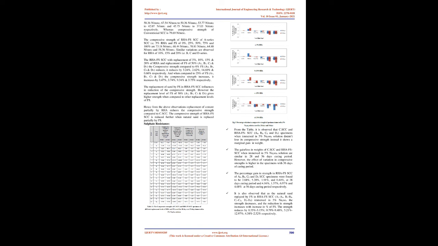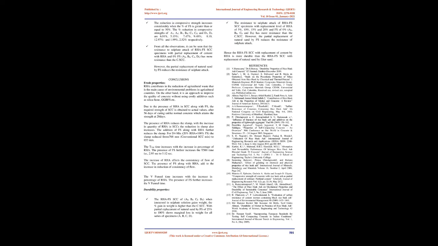The replacement of sand by FS in RHAFS-SCC influences reduction of the compressive strength. However, the replacement level of FS of 50%, A2, B2, C2 and D2, gives higher strength when compared to other replacement levels of FS. Hence, from the above observations, replacement of cement partially by RHA reduces the compressive strength compared to C.SCC. The compressive strength of RHAFS-SCC is reduced further when natural sand is replaced partially by FS.